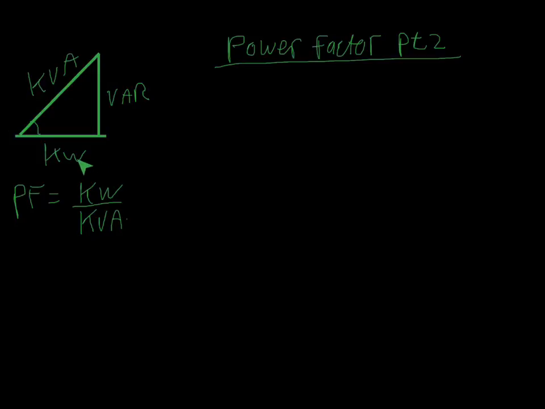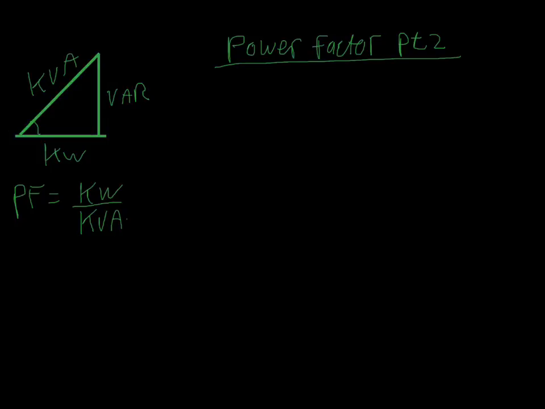So here is the power triangle again. You have your apparent power, reactive power, and real power. And again, the power factor is the ratio of the real power to the apparent power. And if there is no reactive power, then your power factor is 1.